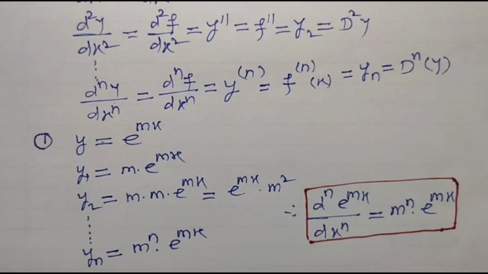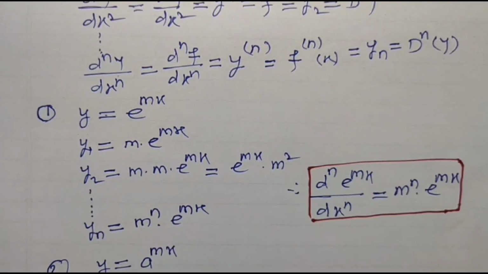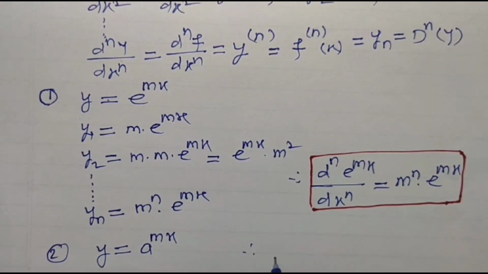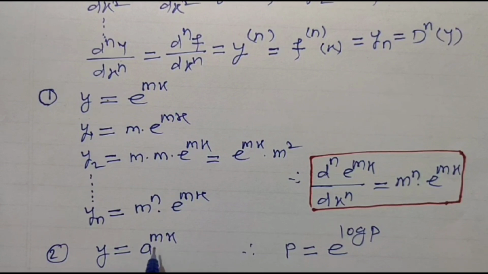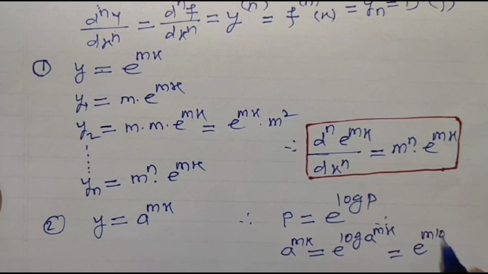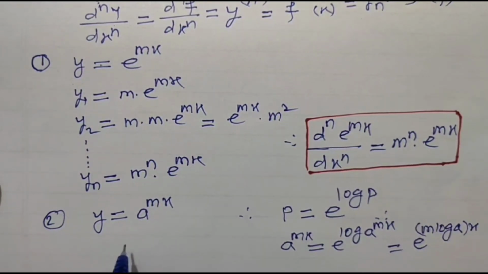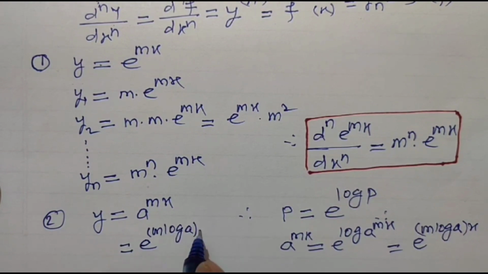This is the first formula. Let us prove the formula for y is equal to a to the power mx. Here you know this formula, or you can say property of logarithm. Any number p we can express like this, e to the power log p. Replacing p by a to the power mx, a to the power mx is equal to e to the power log of a to the power mx. This power becomes the multiplier of log. Hence we can write m log a into x. So a to the power mx is equal to e to the power m log a into x.